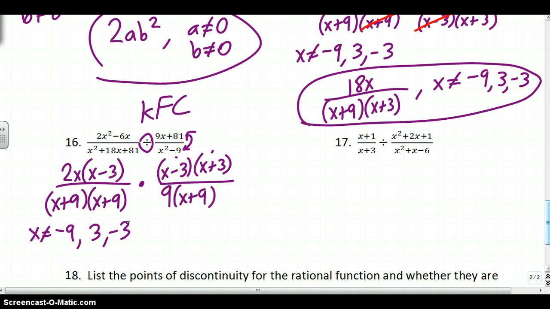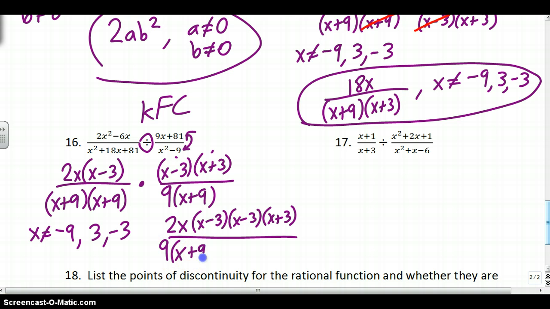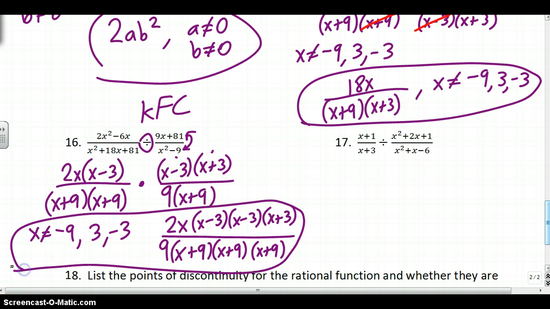Now, does anything cancel this time? If you look, there's nothing in the numerator that's shared with the denominator. So this is actually one nice, messy little expression. 2x times x minus 3 times x minus 3 times x plus 3 over 9, you'd put that up front, x plus 9 times x plus 9 times x plus 9, as long as, I'll just go ahead and circle this, as long as x is not negative 9, 3, or negative 3.